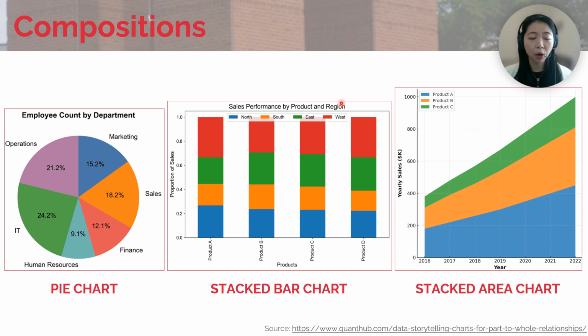Stacked bar charts also show composition, but they allow comparisons between categories, like sales across products and regions, showing which region contributes the most to each product's sales. And stacked area charts show how composition changes over time, making it easy to see trends. For example, this stacked area chart clearly shows yearly sales of different products over time, and you can easily see sales growth from 2016 to 2022, with product A making up the biggest portion.